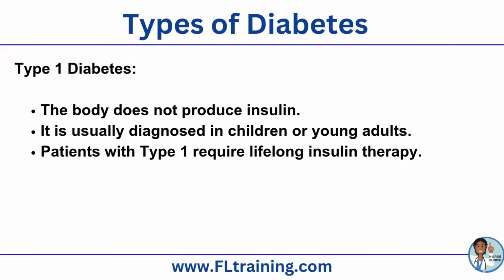So write those notes down. Type 1, the body does not produce insulin. It's usually diagnosed in children. So that's what they refer to as juvenile diabetes. And they're going to require lifelong insulin therapy.